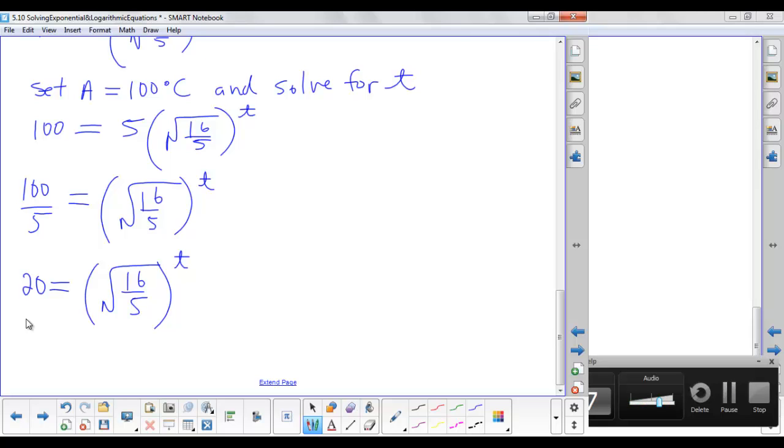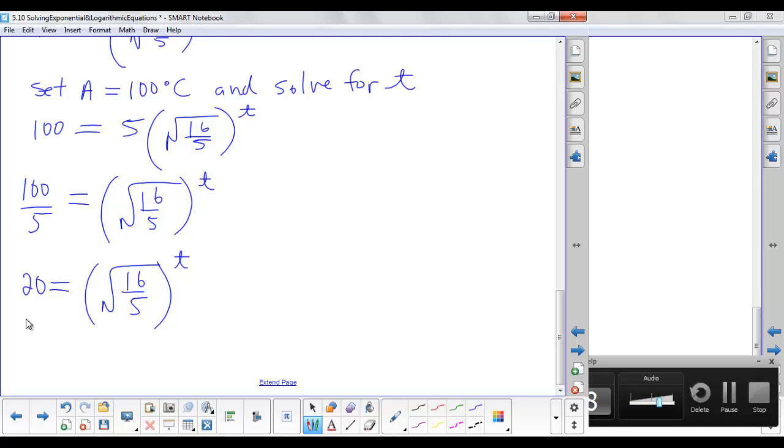Now the issue here is we don't have a common base to work with. 20 is not a power of the square root of 16 over 5, or at least not one that would jump out at us. So what would make sense to do now is what we were doing in the previous examples, which is to take the log of both sides.